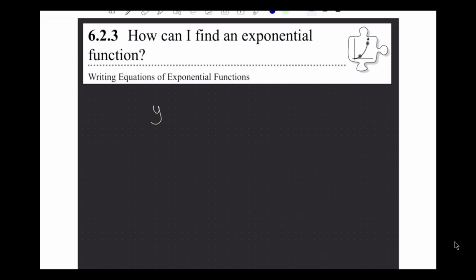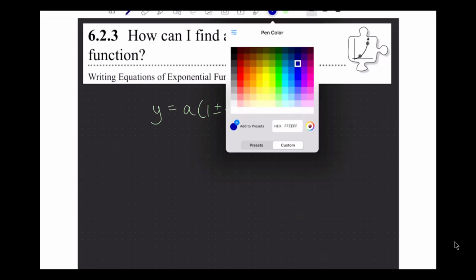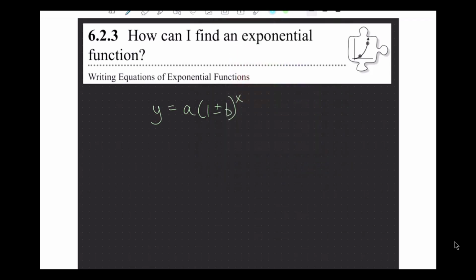I like to write mine as y equals a, then I usually do 1 plus or minus b, and all of that's raised to a power of x. What is that formula showing? Exponential functions. It says at the top right there, and it's even written here too, exponential functions. All right.